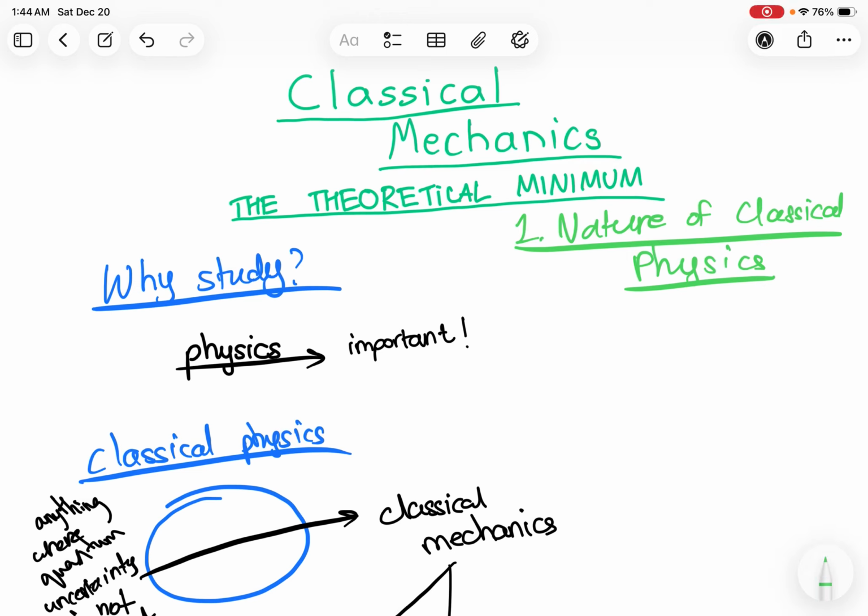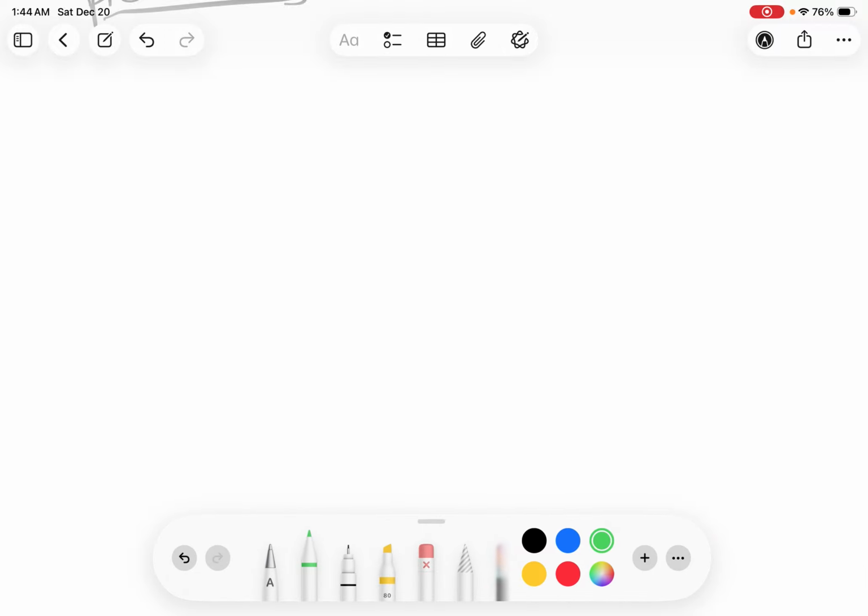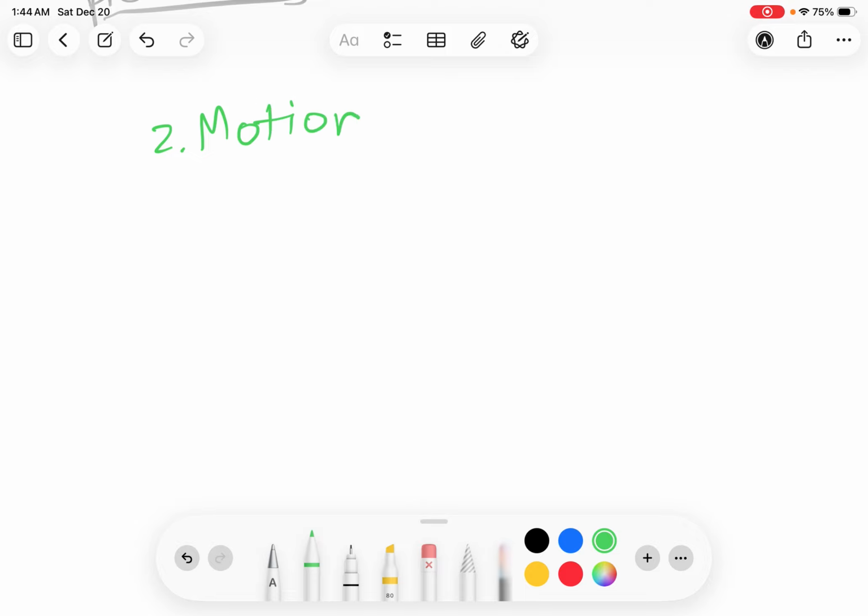So in the last session, we discussed the first chapter from the classical mechanics book, The Theoretical Minimum. And in this video, we will discuss the second chapter. This is going to be very brief, as you might have seen when you clicked on this video. This is just about motion.